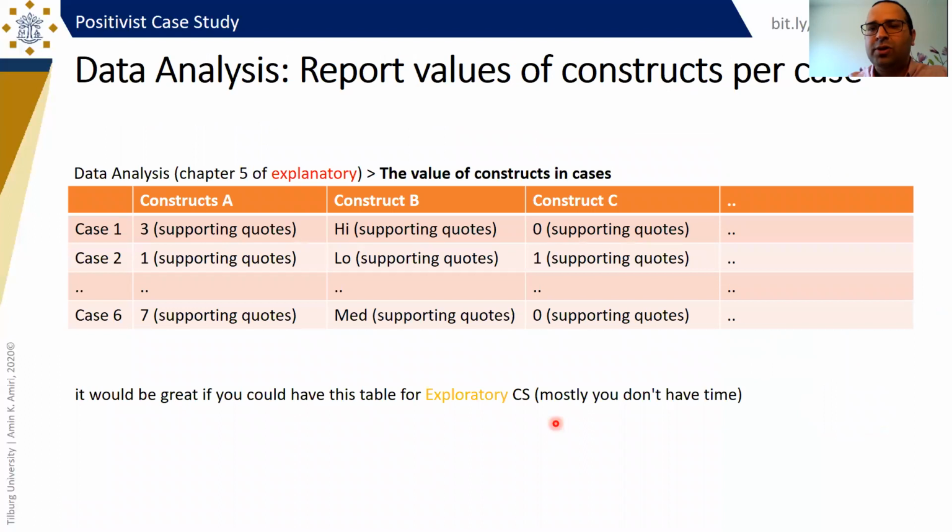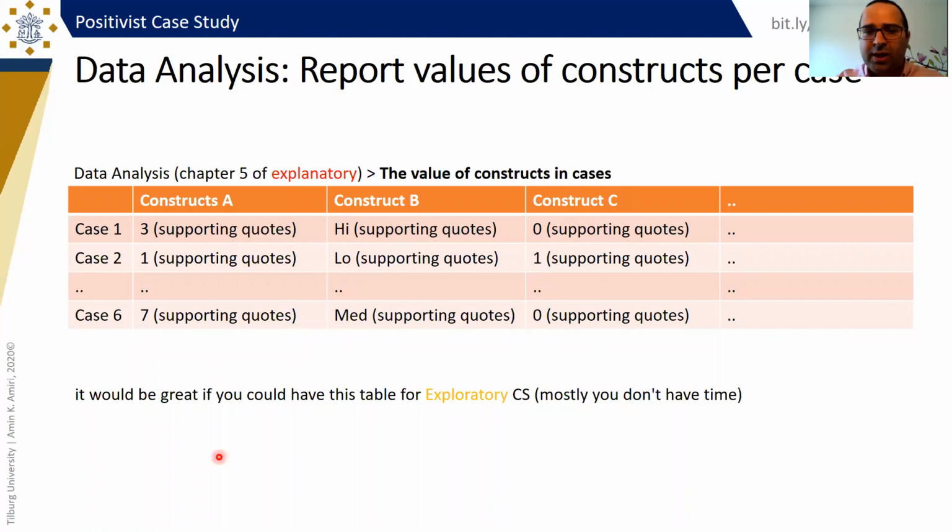Another table that you need to create to be able to make those kinds of decisions has the list of cases and all the constructs here, A, B, C, with the values that you have found through interviews for each case: 3, 1, 7 here, in this case high, 0, 1, low, and so on and so forth. It's good to create that for exploratory case study as well.